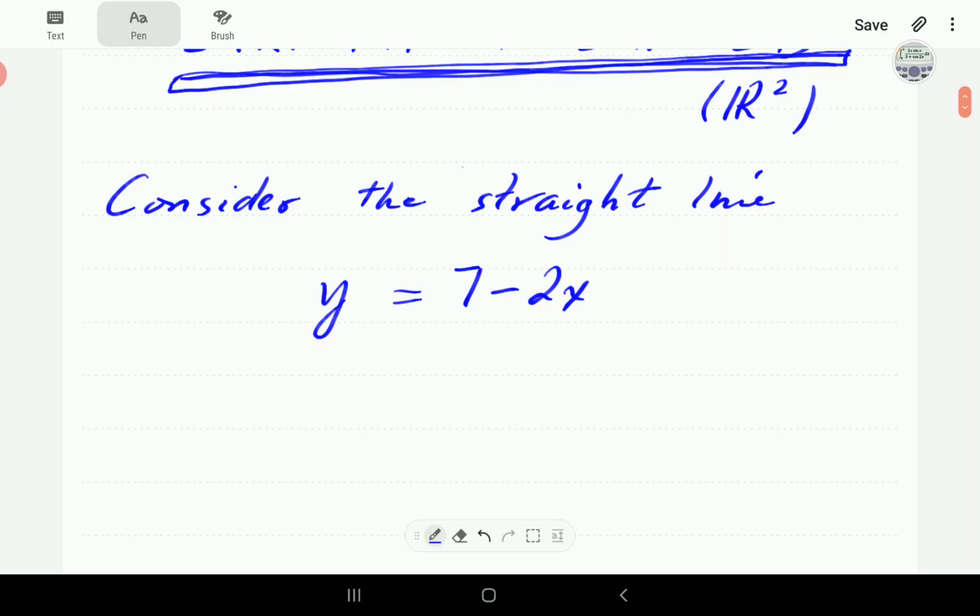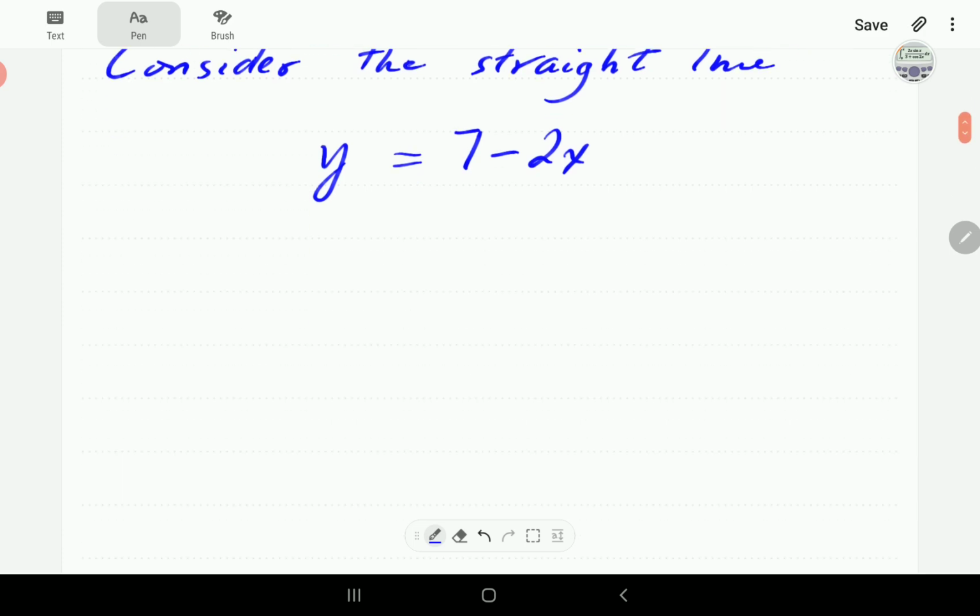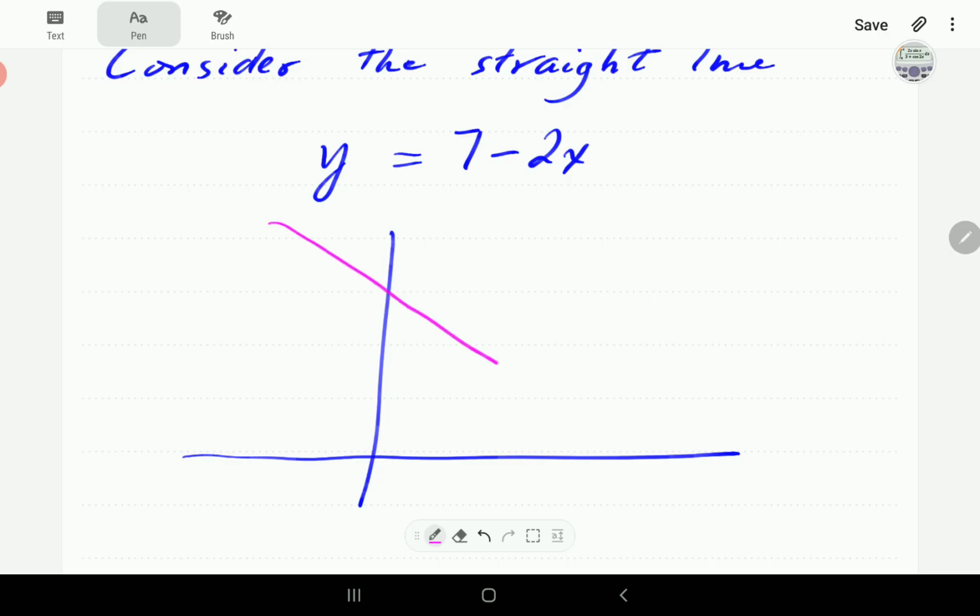Okay, so we're going to start with this straight line, y equals 7 minus 2x. I'm just going to do a rough sketch of this line here. So we know that the y-intercept is going to be 7, and it's going to have a gradient of -2. Okay, so this is going to be (0, 7).